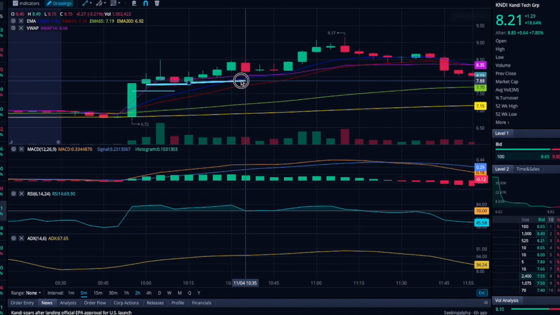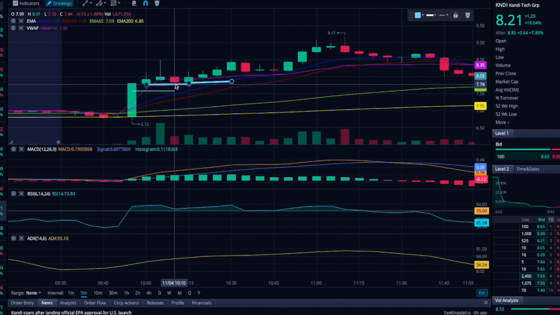I'm also using my VWAP line as support, but the price is starting to get a little bit close to my EMA 9 line. So now I have another stop loss at 7.85. Prior to that was about 7.78, and prior to that was 7.56. So as I enter into this trade, my stop loss keeps going up.